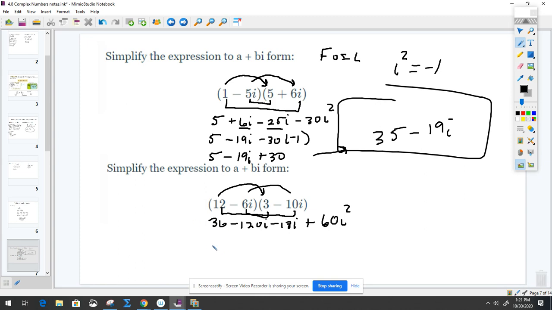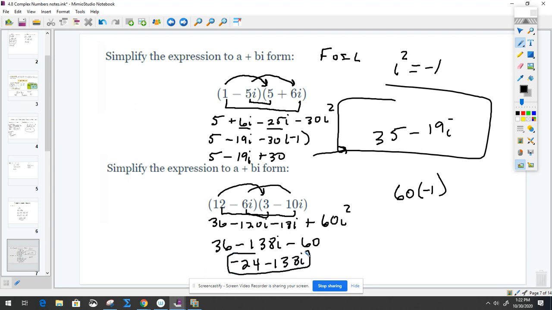So again, what am I going to do here? And I'm going to take a shortcut here. 36, combine like terms, minus 138i. We're just combining here. What did I say happens here? This is really 60 times negative 1, which would be a minus 60. It literally just changes this sign. And then I can combine like terms, and I get 36 minus 60, which is negative 24. I always put the real part first, minus 138i. And that would be my final complex answer.